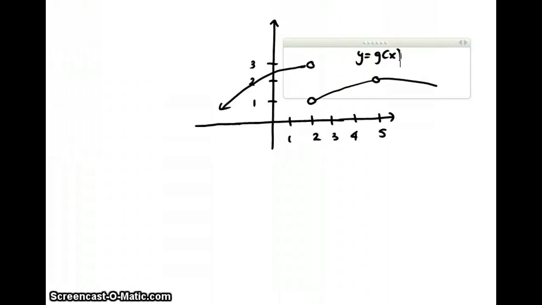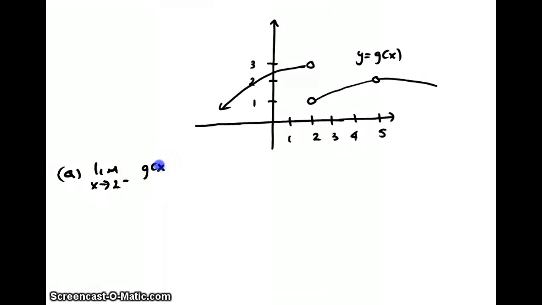Okay, for the following function g of x that's graphed as follows, we want to evaluate 6 limits. So the first limit that we're looking at is the limit as x approaches 2 minus of g of x, or what we would call the left-hand limit.